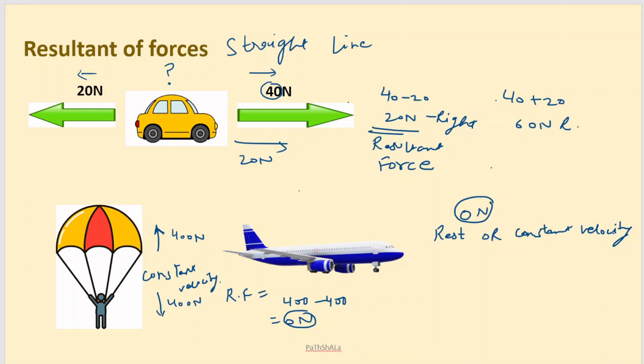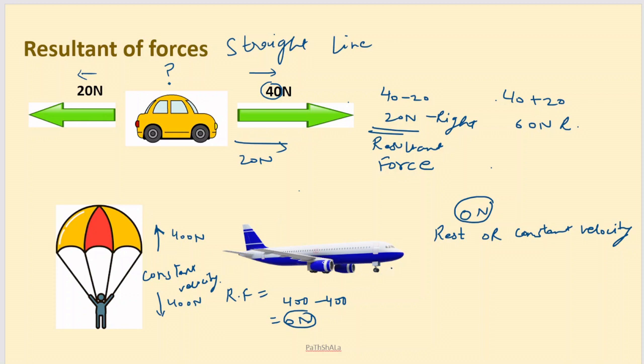So this point is very important, especially from the point of view of IGCSE exams. If this resultant force is zero, then this is the case. If there is a certain resultant force acting on an object, it will move in that particular direction, right? As we have seen in this car's case.